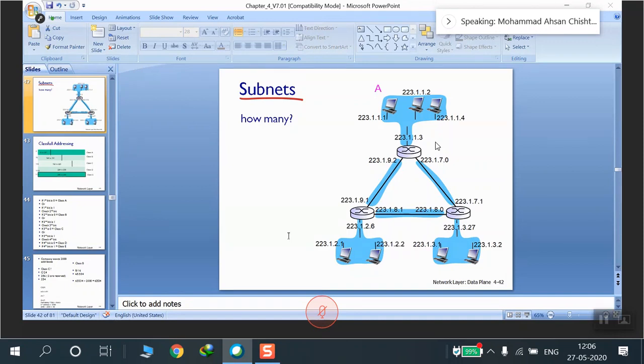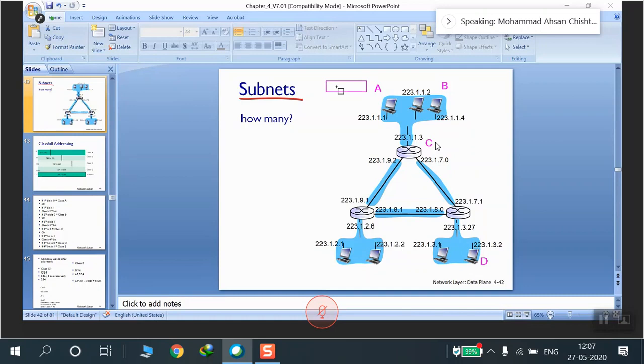Now once host A has to send some data to B or D, it will receive a packet from the higher layer at the network layer. Within this packet, it would add two things: the source IP address and the destination IP address. This would be kept within the header of the network layer packet. Then it passes this to the data link layer, to the physical layer, and then sends it across.